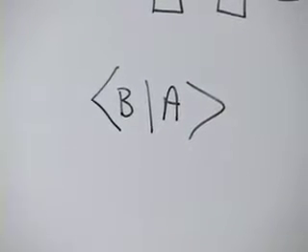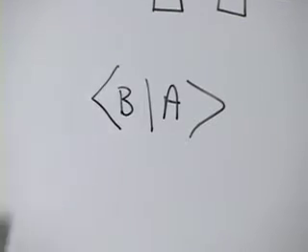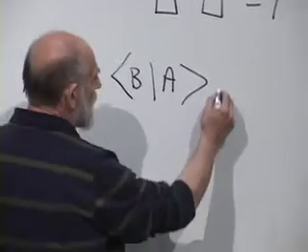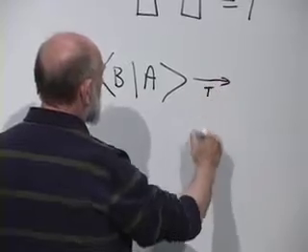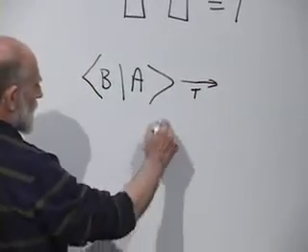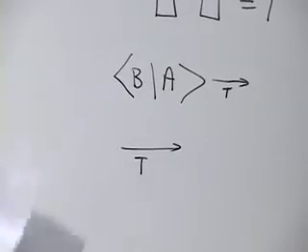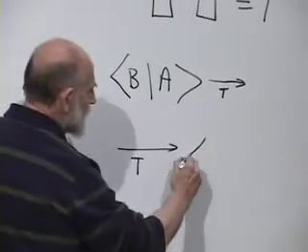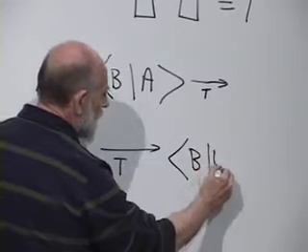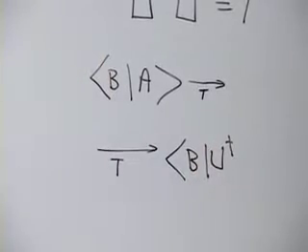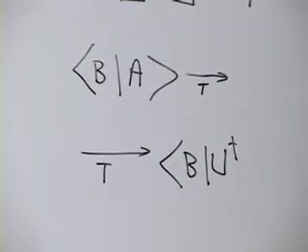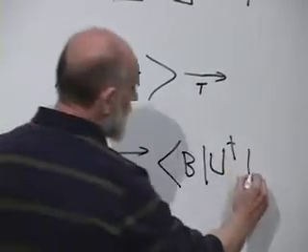Let's see what happens to it after a period of time. After a period of time, this goes to, let's have it come out over here. After a period of time, it goes to, now what happens to B? B becomes U dagger times B. That's what happens to B. And A becomes U times A.